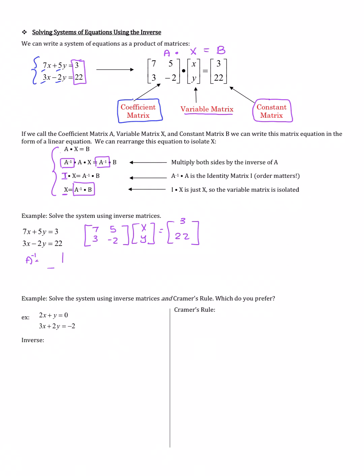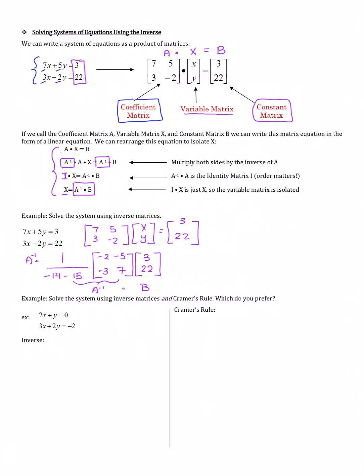So A inverse is going to be 1 over negative 14 minus 15, because that's the determinant, cross multiplying. Then we switch the negative 2 and the 7, and we negate the negative 3 and the 5. And so that is going to be my inverse matrix that is going to be multiplied against 3, 22, because this all is A inverse times B. That's going to give me my solution.